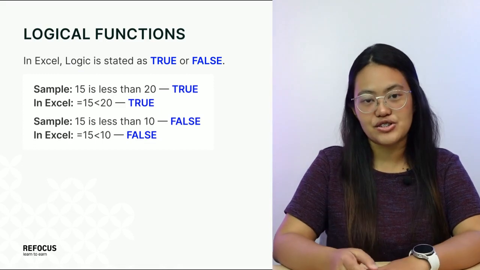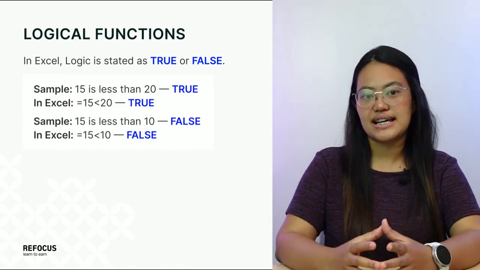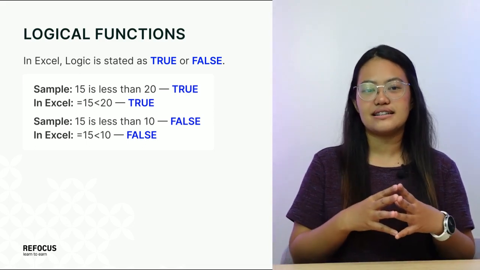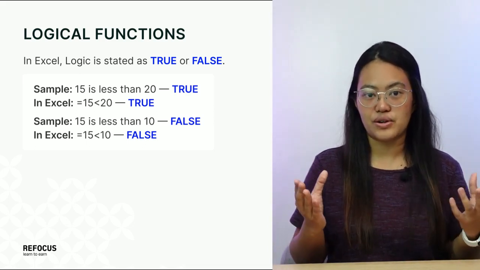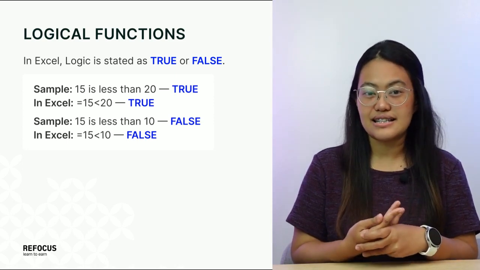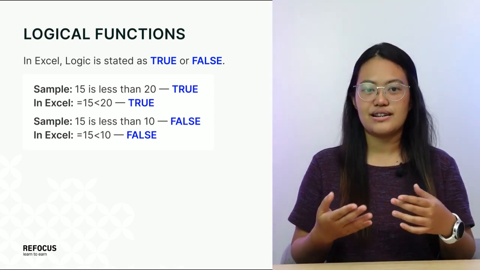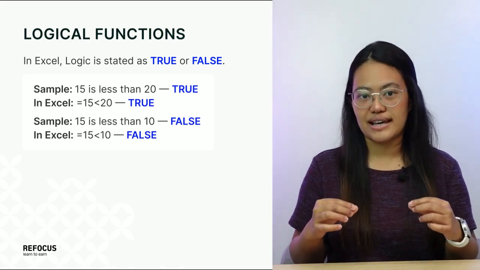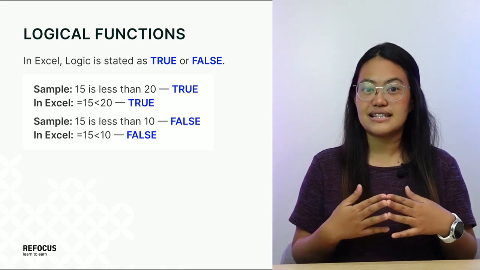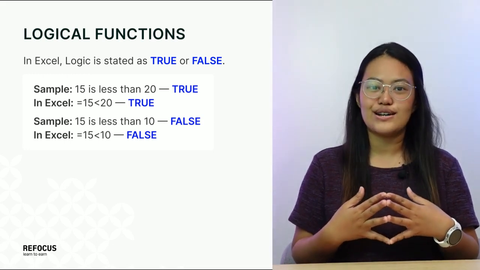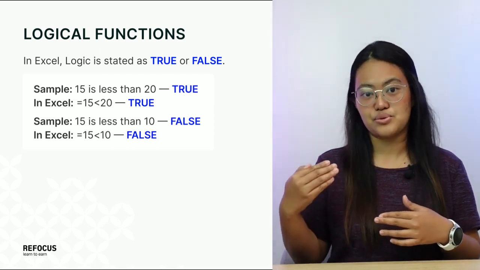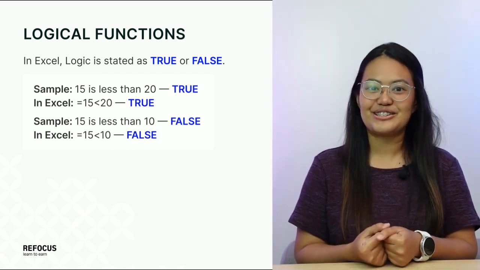Let us start with logical functions. But first, we have to understand how logic is stated in Excel. In Excel, it is stated as true or false. For example, we say 15 is less than 20. We know that that is true. So we have a formula on how to write that in Excel. As well as when we say 15 is less than 10, which we know is false. There is also a way to write that in Excel, and the value would be true or false. Let's try this in Excel.